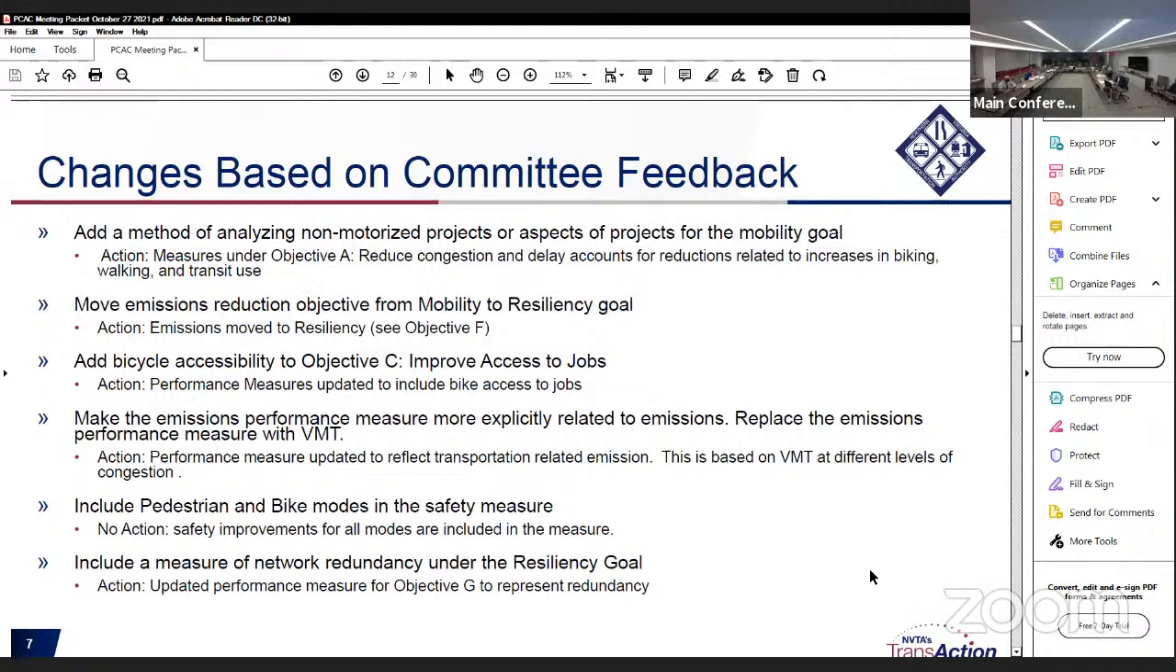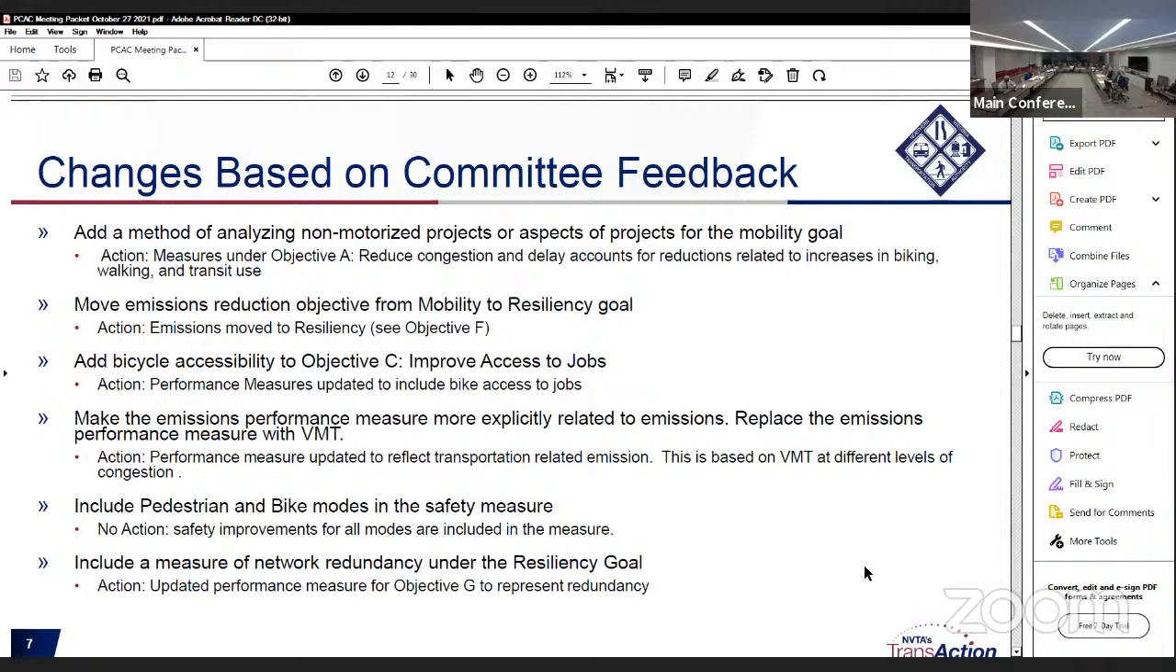There was a recommendation to move the emissions reduction from mobility to resiliency. And we heard that from a few groups, and that's something we have done. We've moved that between goals. It's still one of the objectives, but it's been moved. We also had a comment about adding bike accessibility to Objective C, improving access. And so that's a change that we've made to incorporate bike access as well as auto and transit access.